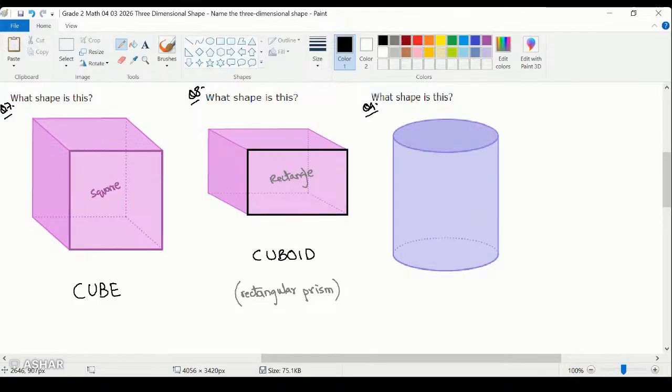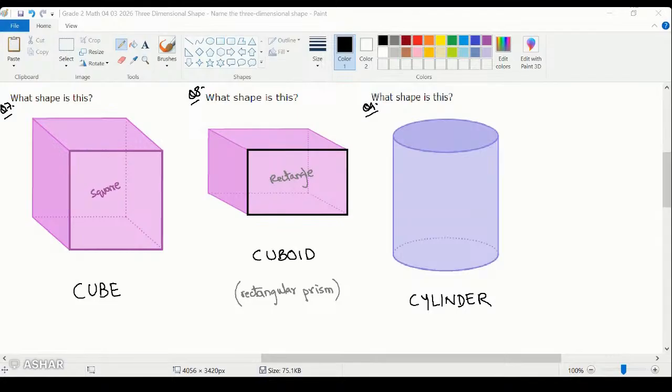A coin stacked on top of each other will make a pipe, right? Pipe, a cup, or a closed can, right? So the name of this shape was cylinder. Agreed? Okay, let's move ahead. Let's look at the next one.